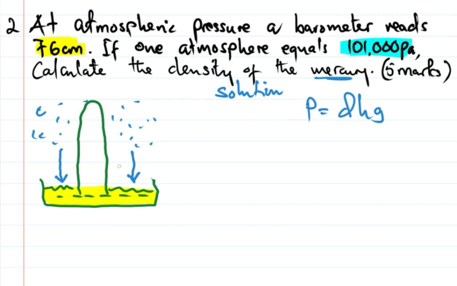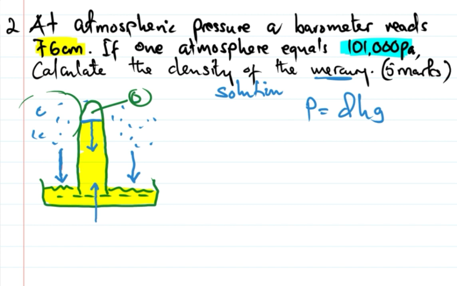As a result, according to Pascal's law, pressure exerted in liquids is distributed throughout the liquid. So we have atmospheric pressure which is exerting on this liquid here. At the same time, the liquid has its own weight, and that weight will be creating a pressure of its own downwards.